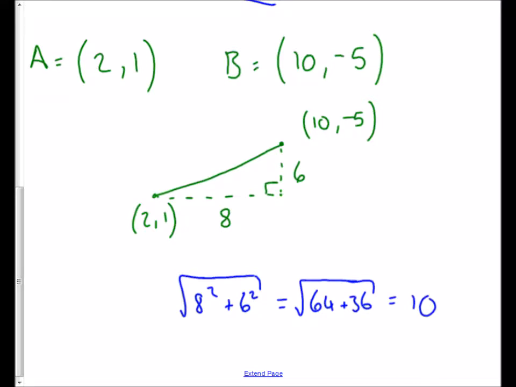Now, if you've had me as a teacher or any other person at King Edward's College, you will be moaned at lots and lots about remembering plus or minus when you square root. Here, because we're looking for a length, I know that the length must be positive, and that's why I've not worried about the plus or minus. So the distance between A and B is 10.